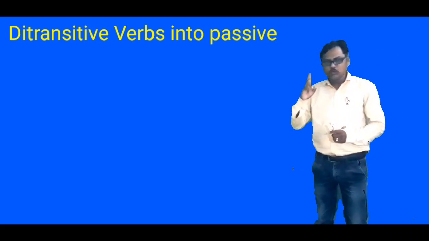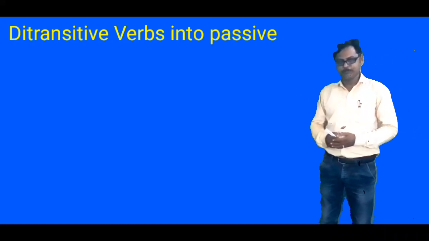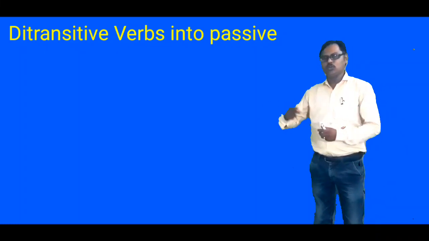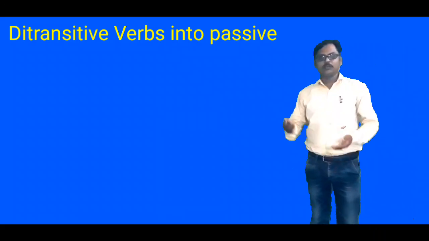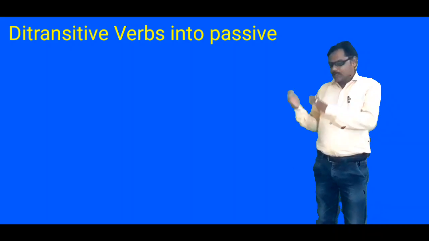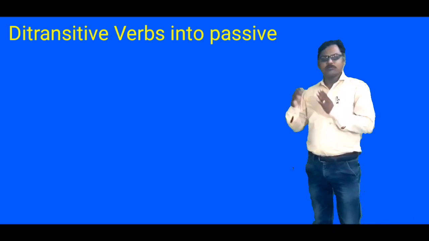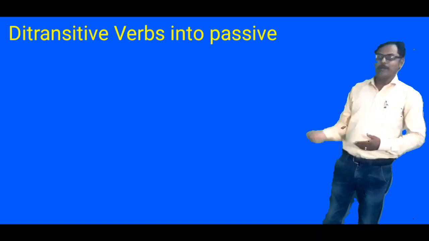How many objects? Two objects. So when there are two objects in one sentence, how can we change it? We can take both objects. These two objects are called the direct object and the indirect object. Either we can take the first object or the second object, the direct object or the indirect object, and we can transcribe it into the passive construction.